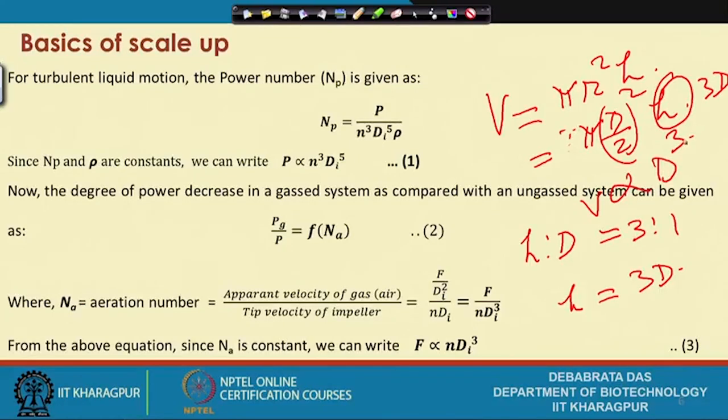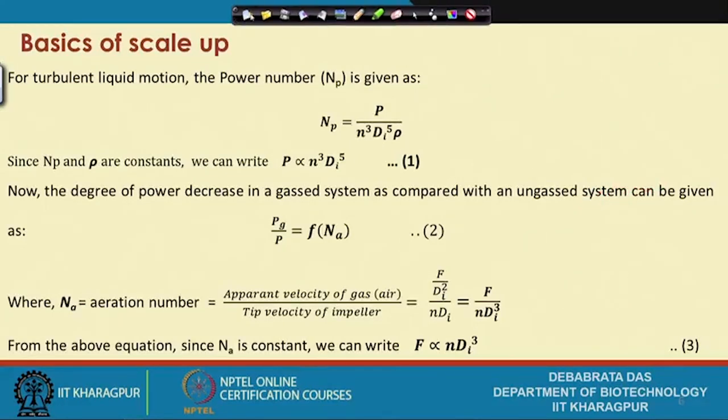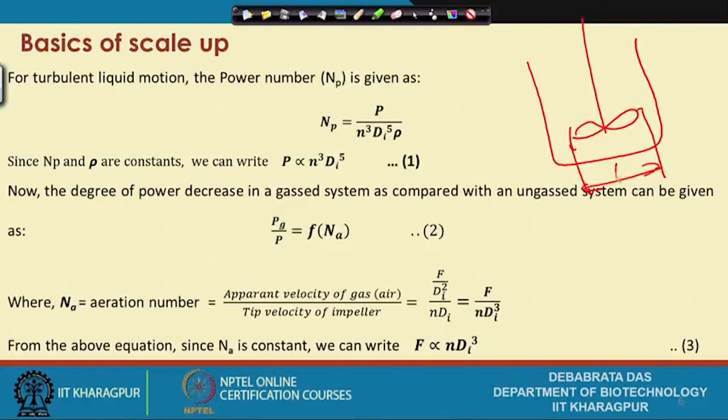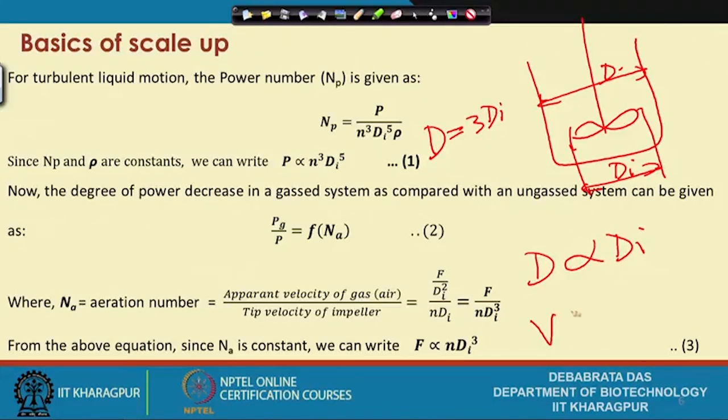Now, in a particular fermenter, this is the agitator. This is called the diameter of the agitator, and this is called the diameter of the tank. So there is a ratio between D and Di. Maybe D equals 3 Di, or maybe 2 Di, whatever is there. So what I want to tell is that D is proportional to Di. If D is proportional to Di, I can write V is proportional to Di to the power cubed.